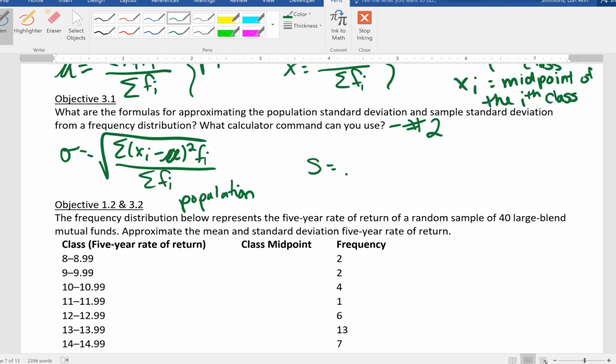For your sample, it is the square root of the summation of x sub i minus x bar squared times f sub i, all divided by the sum of f sub i minus 1. This is for a sample.